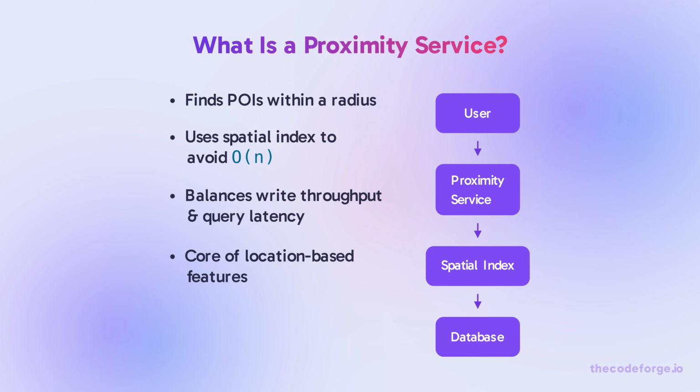Before we dig into that production issue, let's design a proximity service. A proximity service takes a user's location and a radius, then returns all POIs within that circle. Without a spatial index, you'd scan every POI, that's O(n), and doesn't scale. The key is to pre-filter with a Geohash or Quadtree.